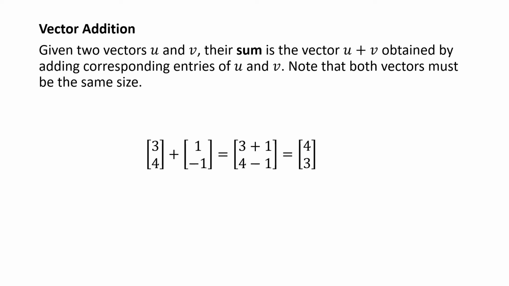Vector addition, pretty straightforward. The only thing to remember is you have to have the two vectors being the exact same size. You are not allowed to add vectors that are different sizes. So the sum is just obtained by adding the corresponding entries of u and v. So as an example, the vector 3, 4 plus the vector 1, -1 is 4, 3.